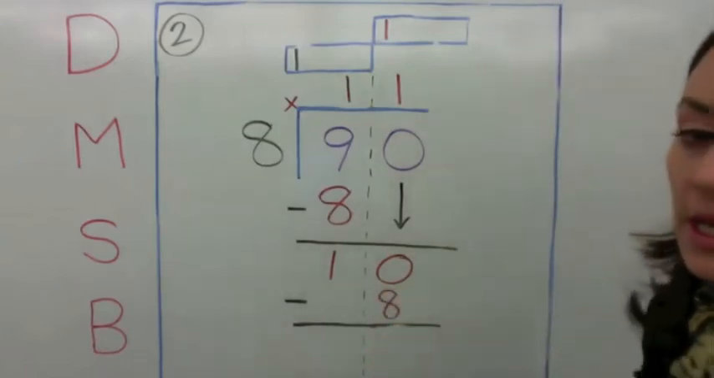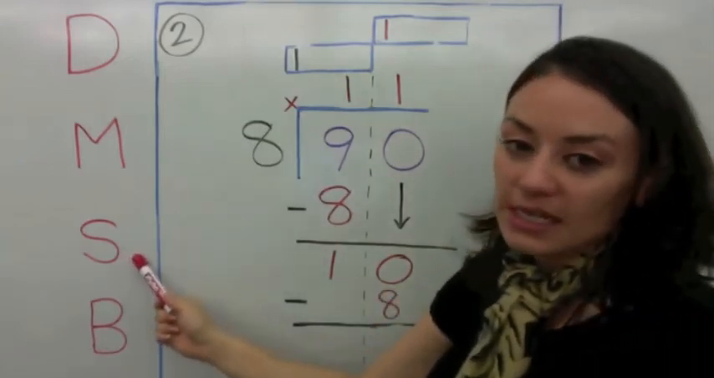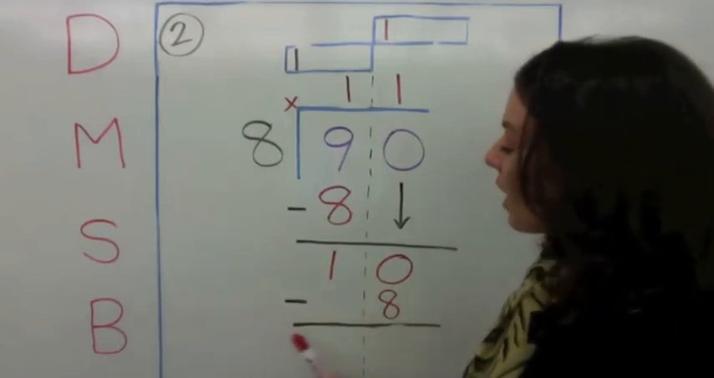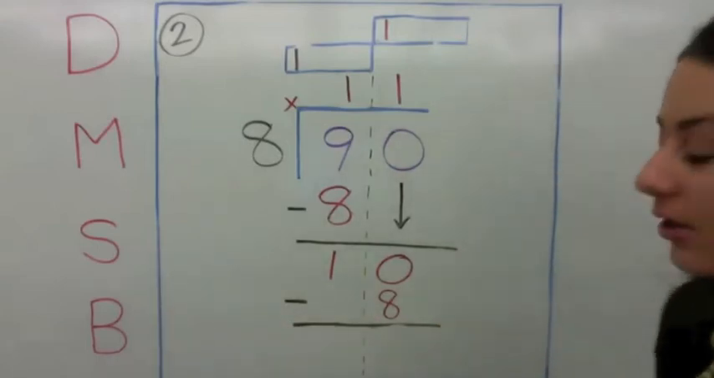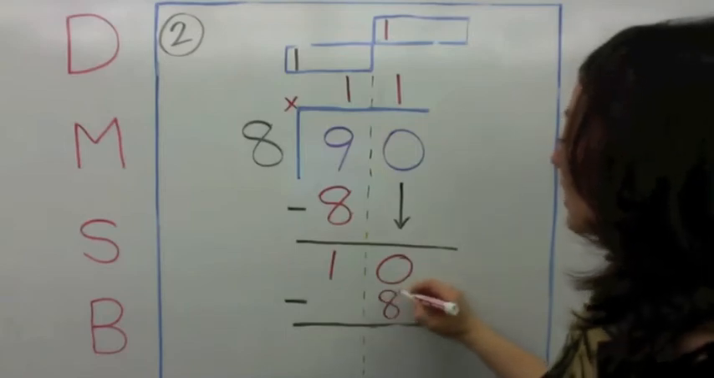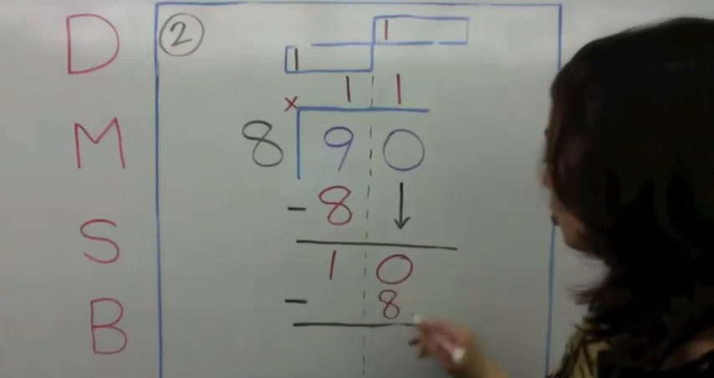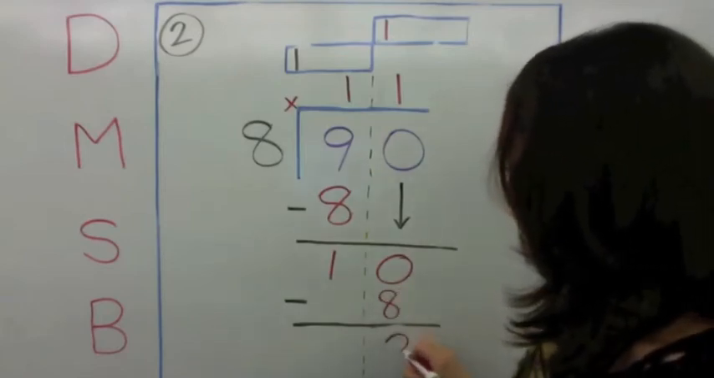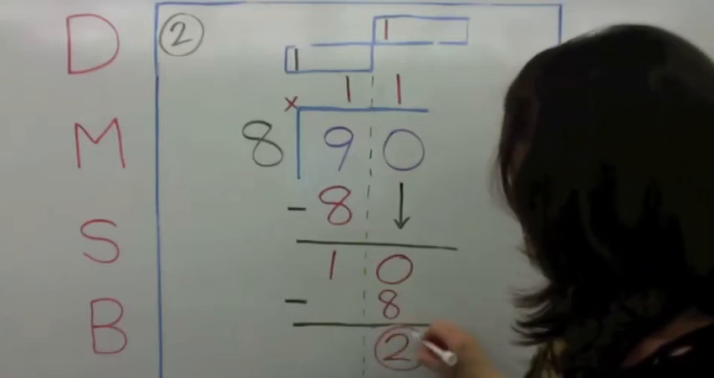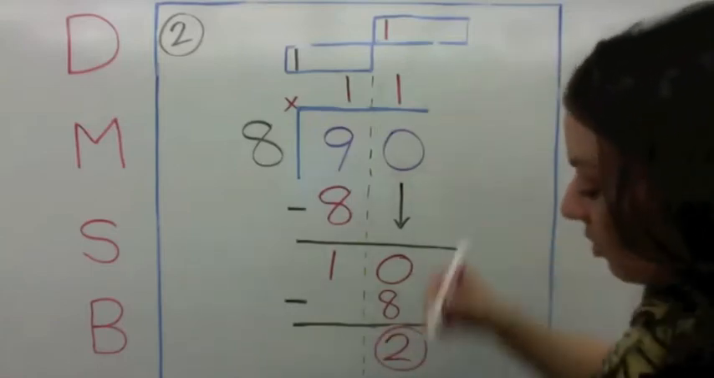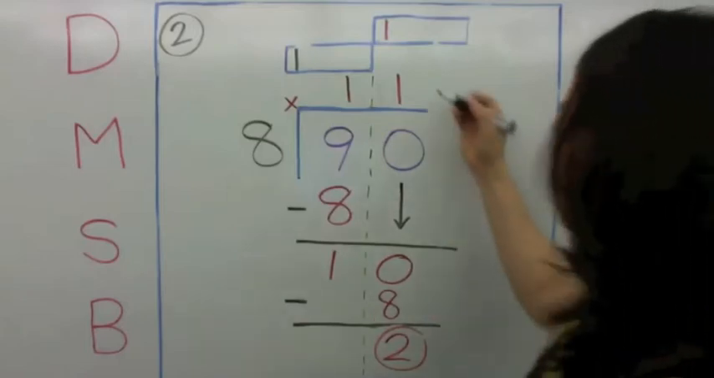All right. Now we're going to go ahead and do S. What does S stand for? S means subtract 10, take away 8. 10 take away 8, all right, is 10, 9, 8, 7, 6, 5, 4, 3, 2. So this, my friends, what is this called? Starts with an R. It's the remainder. So the remainder is 2.